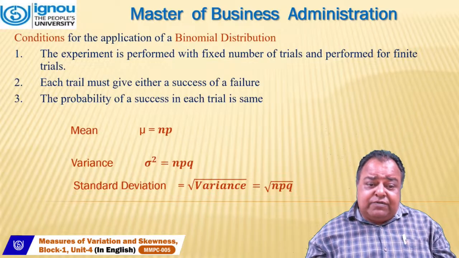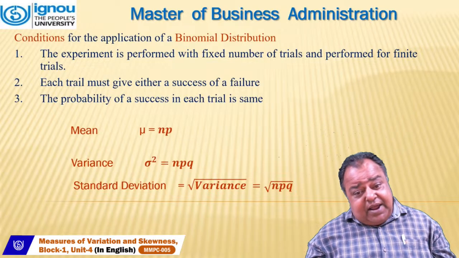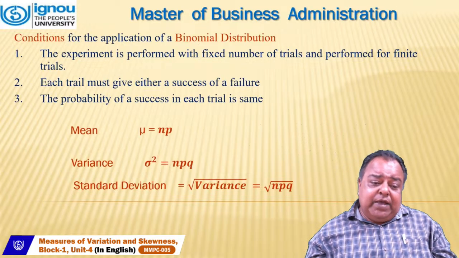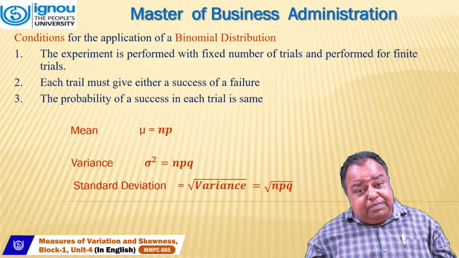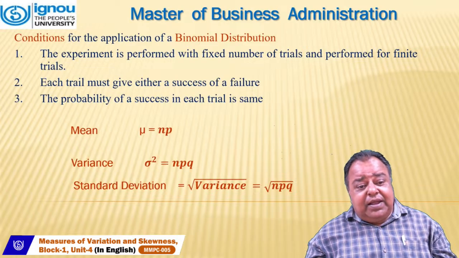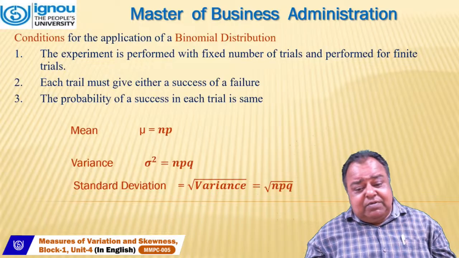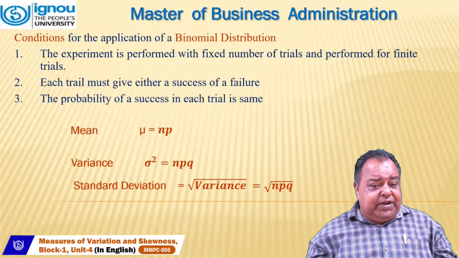And the probability of success in each trial is constant. For evaluation of mean, variance, and standard deviation under binomial distribution, we have mean equal to n times p, variance sigma square equal to npq, and standard deviation is the square root of variance.